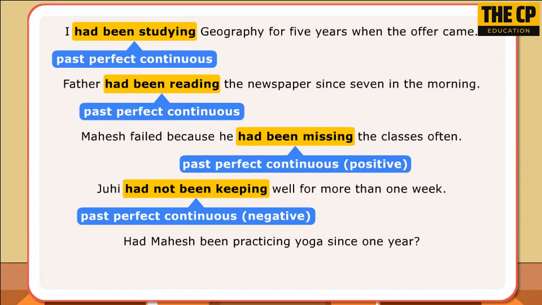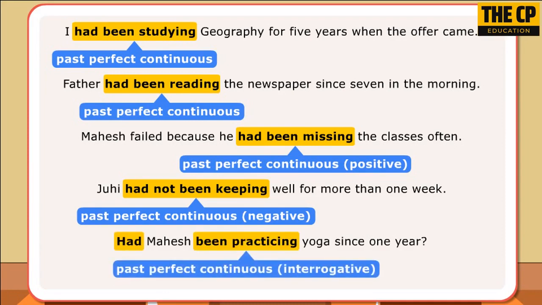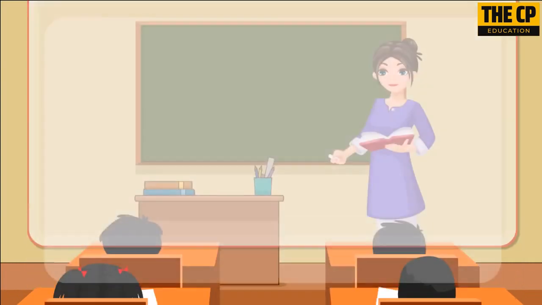In the fifth sentence, had been practicing is past perfect continuous interrogative as it questions if the action had been continuing for the given duration in the past.